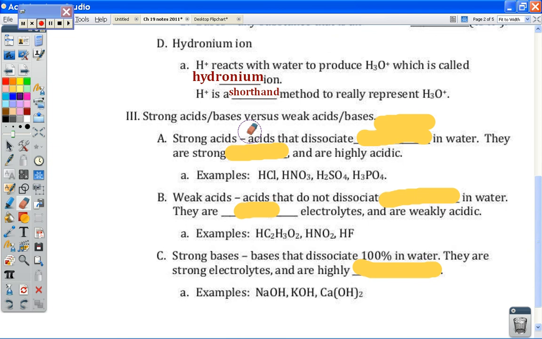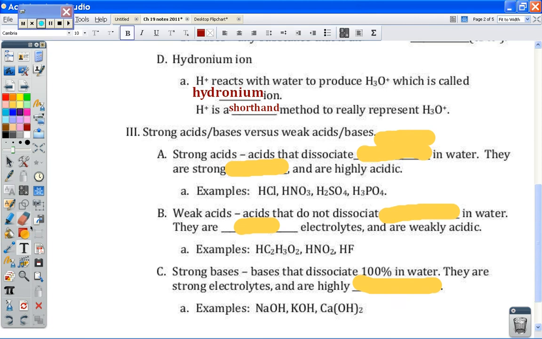Okay, so we need to establish right here that there is a difference between two different words. There are two concepts that have opposites, but they aren't really related to each other. The first one is strong versus weak. And the other one is concentrated versus dilute. Okay, these are two different concepts that we're going to get into here in a bit.